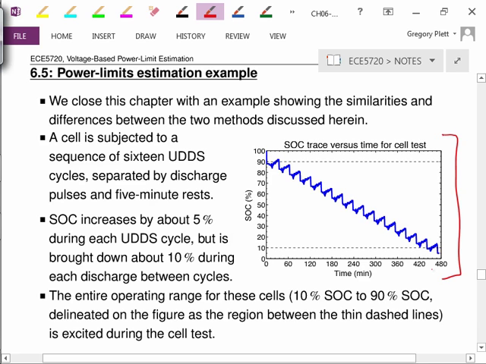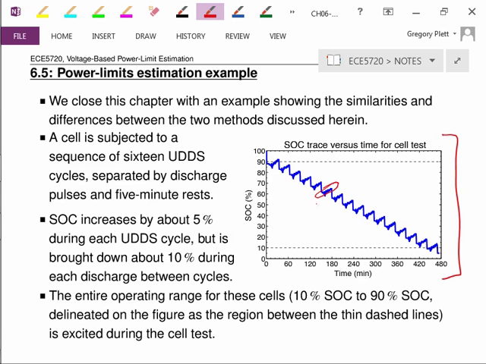Here is a trace of state of charge versus time for the cell test that was performed, and you can see that there's a sequence of dynamic profiles. In this case, they were UDDS cycles that were biased to increase charge a little bit. So in one cycle, the SOC increased by about 5%, but then between each cycle, there's a discharge pulse that brings SOC down by about 10%. So the combination brings SOC down by about 5% per combination of UDDS plus the discharge pulse.